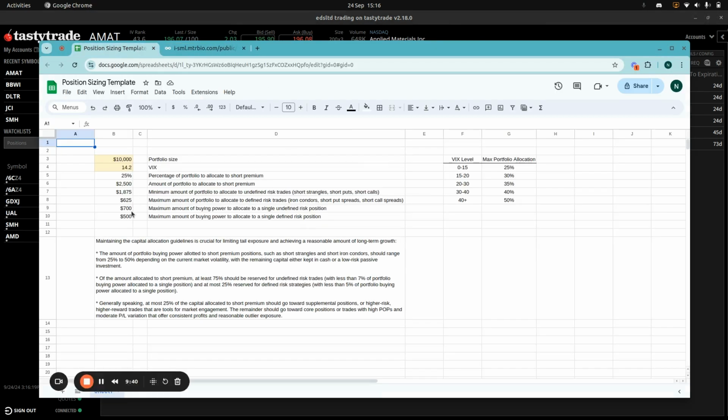So we do have a position sizing template. This is very important. If you don't keep an eye on your position sizing, anything else you do won't matter. So the way it works is you enter in the size of your portfolio. Let's say it's $15,000, you then below that enter in what the current VIX level is. Let's say it's 19.2. Everything below will then be automatically calculated for you. You then just need to use this information to form the backbone of your portfolio. It will tell you how much buying power to allocate to undefined risk positions, defined risk positions, and how much of your portfolio you should allocate to short premium in general.